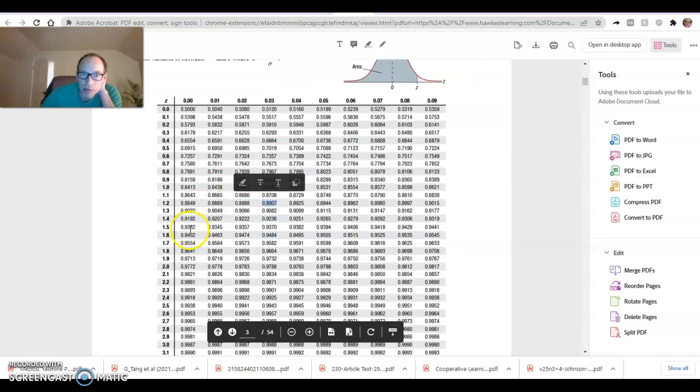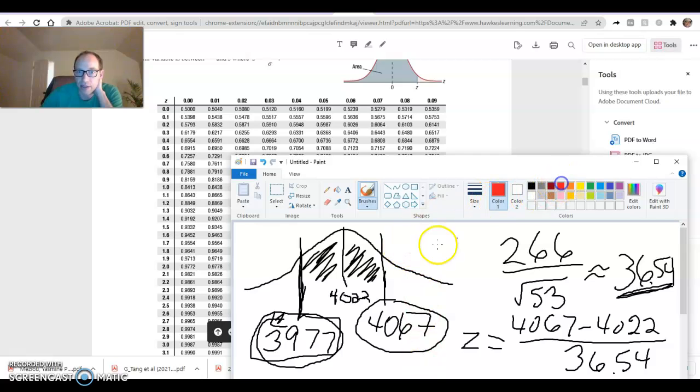Okay, so 1.23, sorry, 0.8907. That would give me everything here all the way to the left. So the reason we're not done is we only want the area that's shaded black. We only want the area in between, and that's why we have to end up subtracting out a portion, because we don't want to include it.